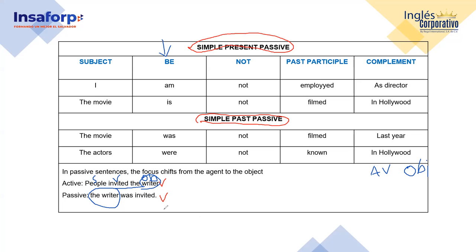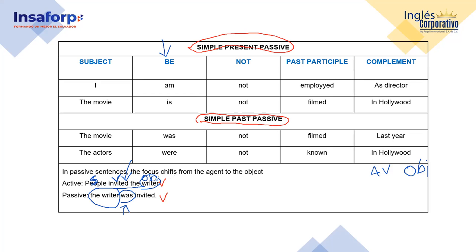And then, but first I need to check in the active voice. If the tense of the active voice is in past, the verb to be será in past. I cannot say the writer is, porque la activa dice people invited, past. So in this case, the object in the active voice is now the subject in the passive voice.